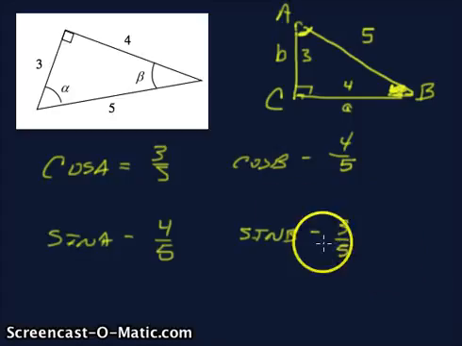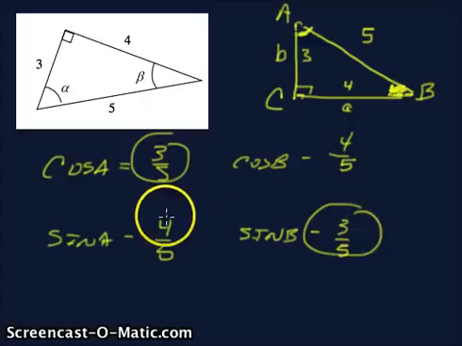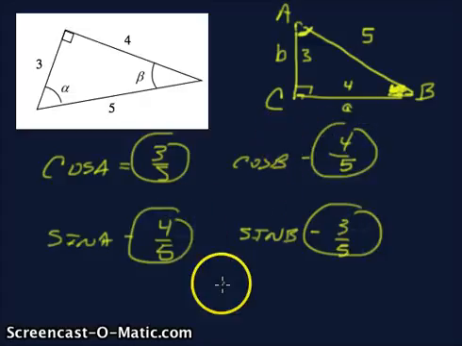Now, if you notice real carefully, the cosine of A is the sine of B, and the sine of A is the cosine of B. These are called co-function identities, and hopefully that makes some type of sense to you.